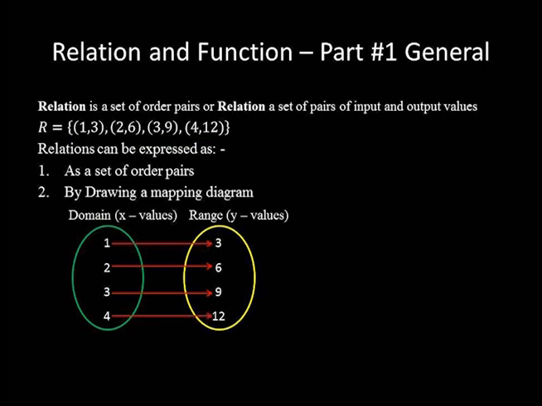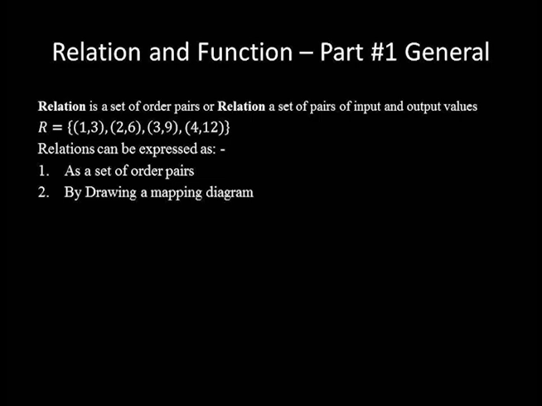To determine if this relation is a function, we have to analyze the arrows drawn from domain to range. If each value in the domain points to a single value in the range, that relation is a function, otherwise it's not. In this diagram, for every input value, there is only one output value. Therefore, this relation is a function.